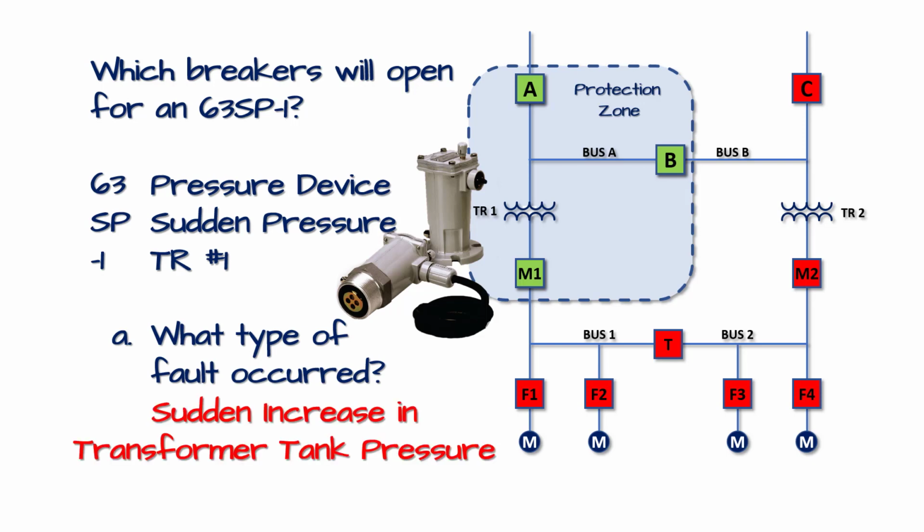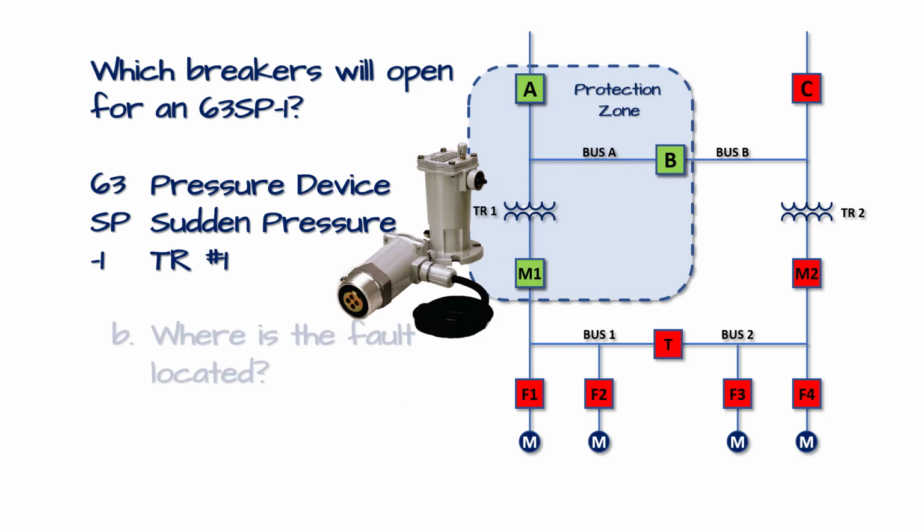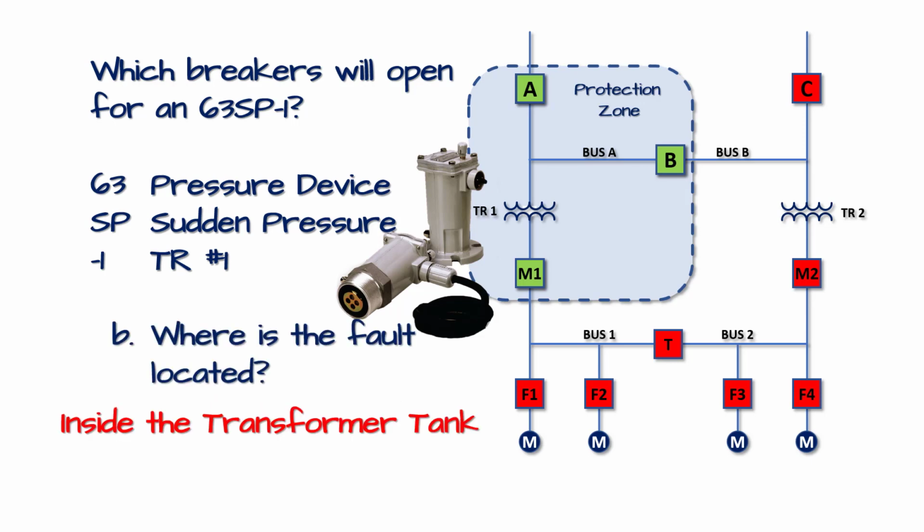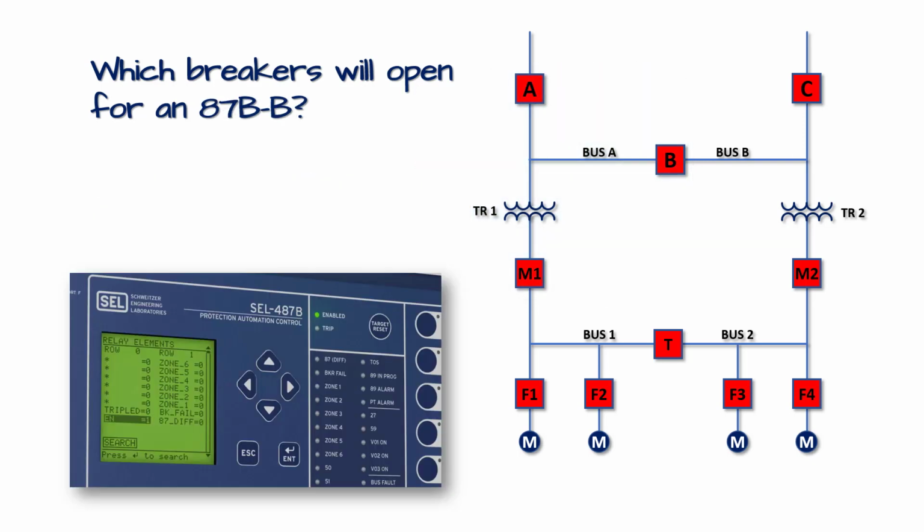So what type of fault occurred? Well, a sudden increase in transformer tank pressure. And where was it located? Inside the transformer tank. So moving on, which breakers will open for an 87B-B?